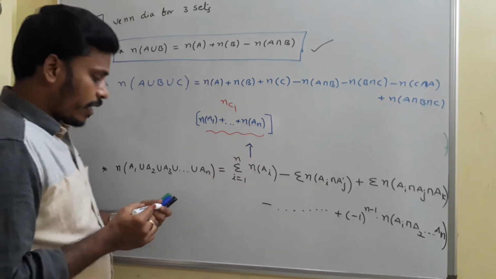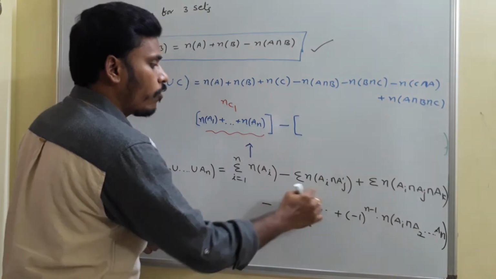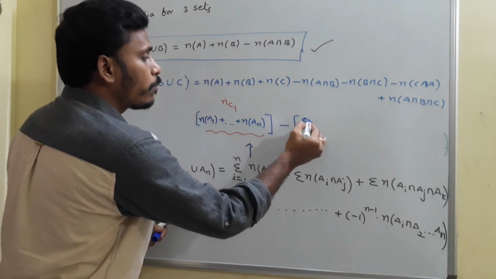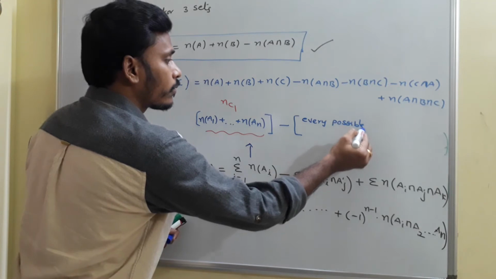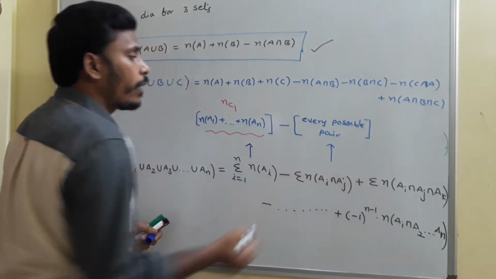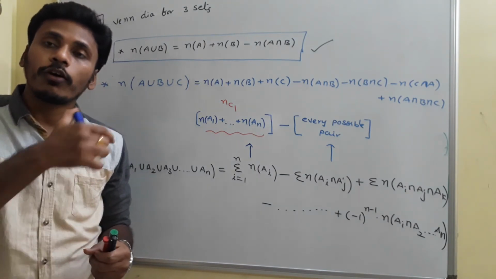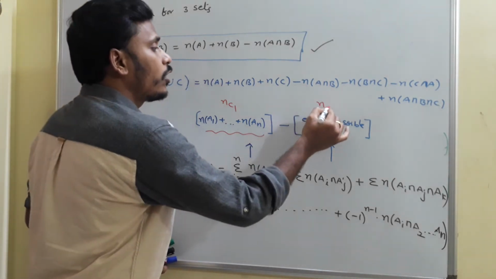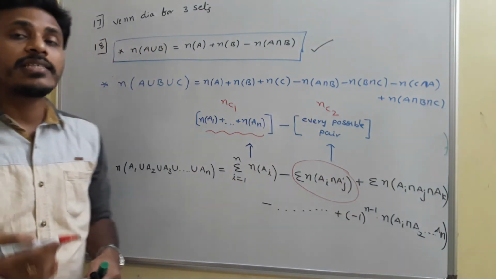Okay, right. And for the next group, minus of, every 2 terms you need to consider. Every 2 terms means every possible pair of sets you need to select. How many possible pairs will happen? Since there are n sets, a pair means we need 2 out of those n. 2 out of those n can be selected in nC2 ways. So here in this summation, totally there exist nC2 terms.